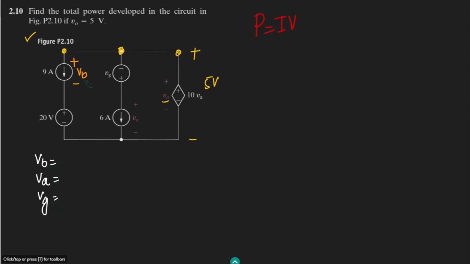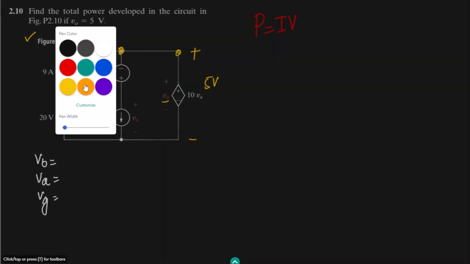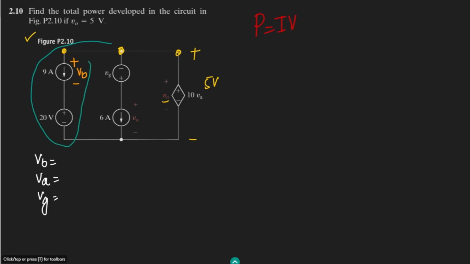In order to find the value of VB, what do we have to do? We have to apply KVL here in this branch. So we know the total voltage here, and that is 5 volts. In order to find the value of the unknown voltage here, we have to apply Kirchhoff's voltage law. So it will be VB plus 20 is equal to 5. So in order to find it, we get VB is equal to minus 15 volts. So therefore the answer for this VB is minus 15 volts. So that is known now.